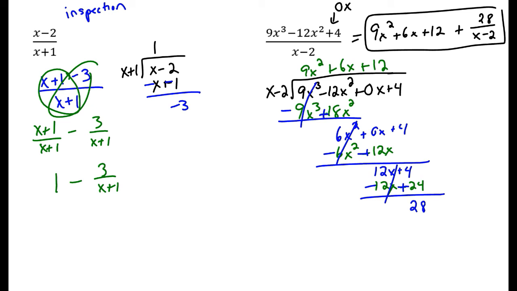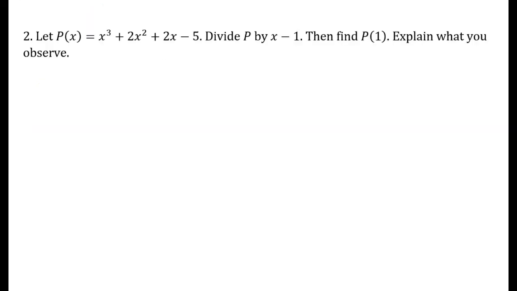So really the only new piece in this lesson is how do we deal with remainders that aren't 0? And the key thing is, if you have a remainder that's not 0, it's not a factor. And we really care about factors, because that tells us where the zeros are on the graph.